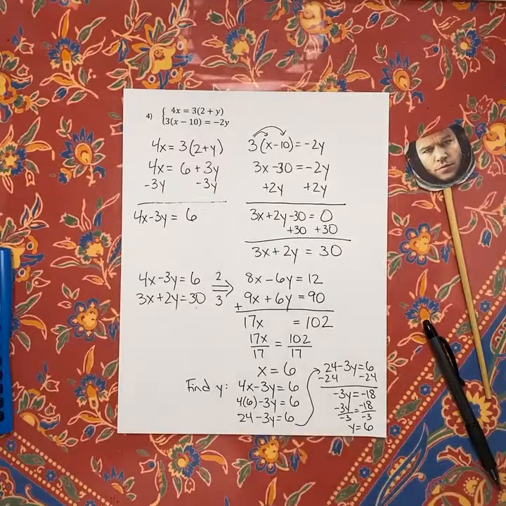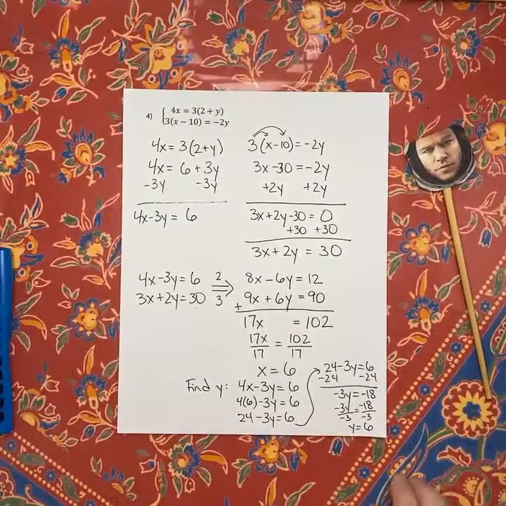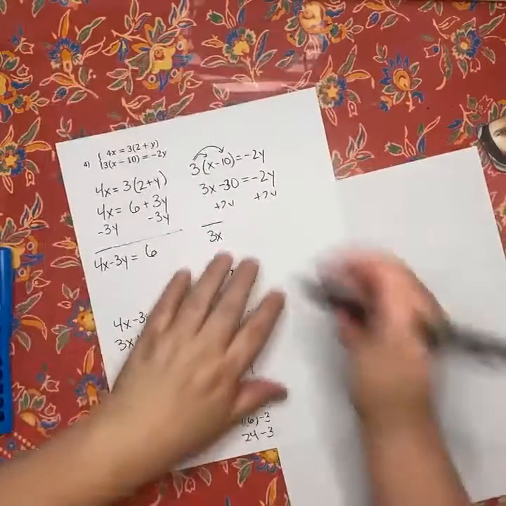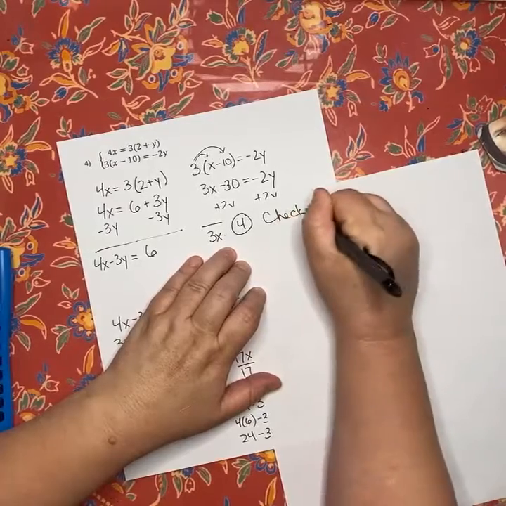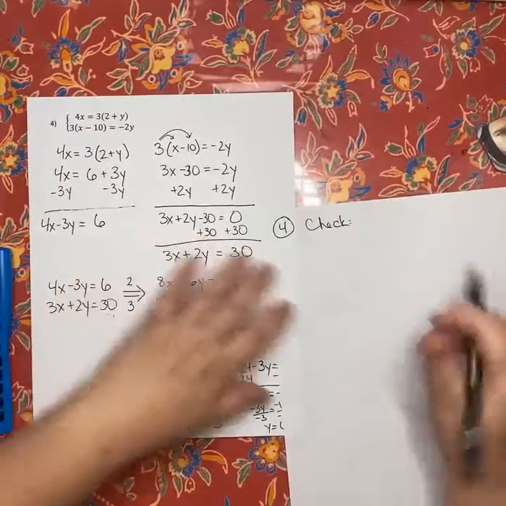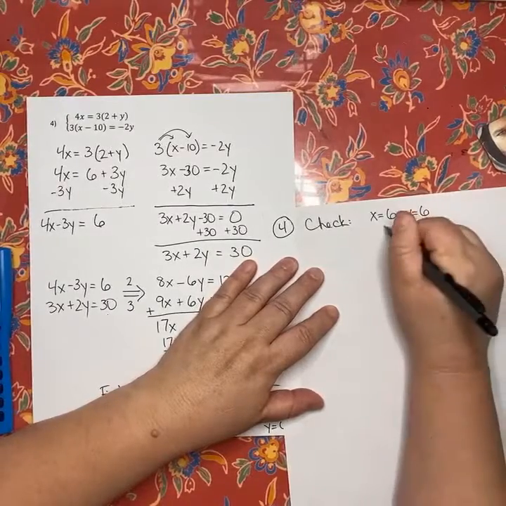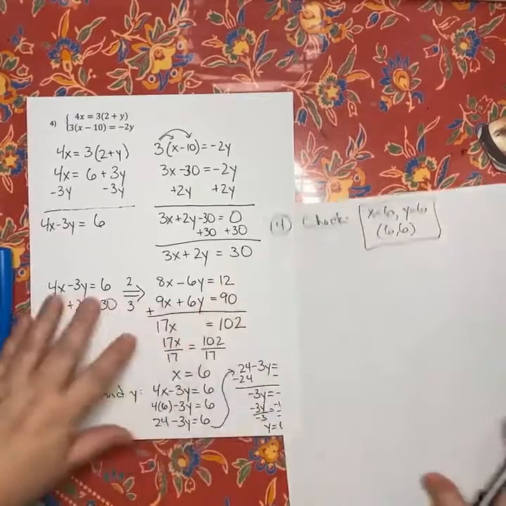Okay, so normally someone might think, thank goodness we solved the problem. But of course we know better. We know that number 4 has to be checked. So I've got x equals 6 and y equals 6, or (6, 6). So that's my answer. And let's try the check.